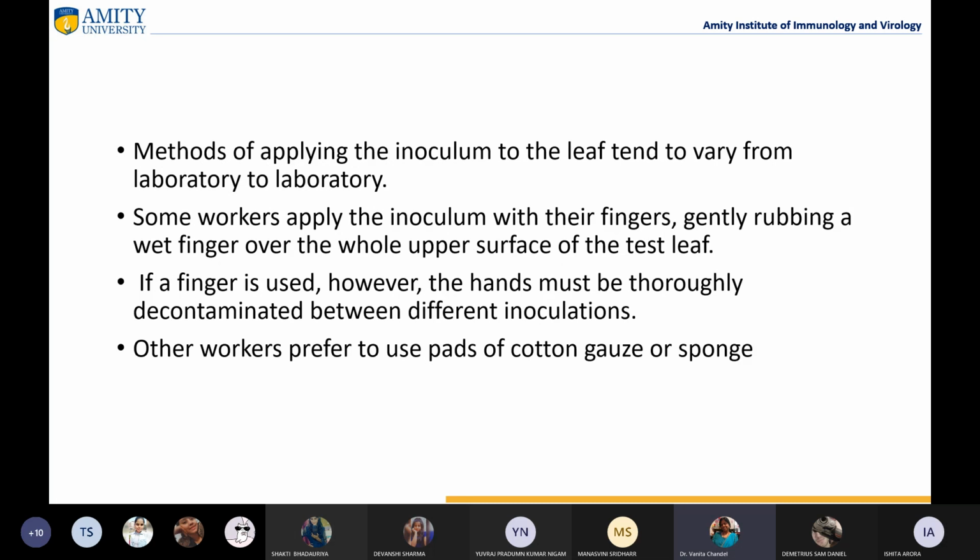Methods of applying the inoculum to the leaf tend to vary from lab to lab. Some workers apply the inoculum with their fingers, gently rubbing the wet finger over the whole upper leaf surface of the test leaf, whatever leaf we are choosing, maybe 3 leaves, 4 leaves, right? If a finger is used, then the hand must be thoroughly decontaminated before different inoculations. But sometimes workers use cotton gauze or a sponge or small cotton balls to gently rub the leaves with the inoculum.